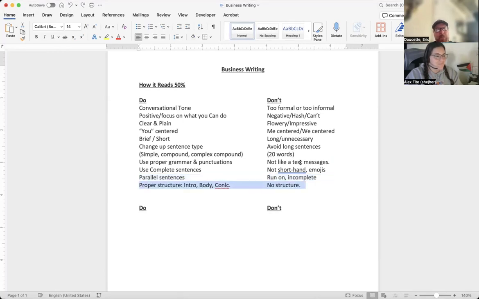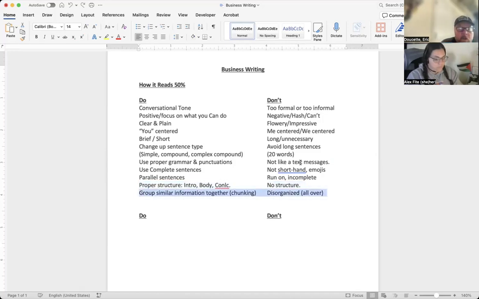And then proper structure for your document: introduction, body, conclusion. Everything you write should have some kind of introductory statement, some kind of body, and some kind of concluding statement, even if it is thank you for your time, or some kind of opening, dear Alex, whatever it might be. You have to have some kind of communication there that has structure. And then of course, a very important one when it comes to how it reads is to group similar things together. So for instance, I don't know if we're doing this in this class or not, but there's a parking memo.